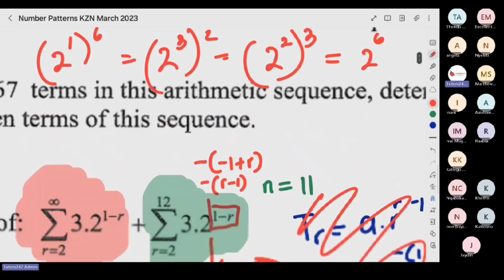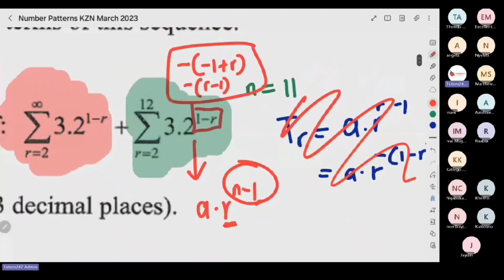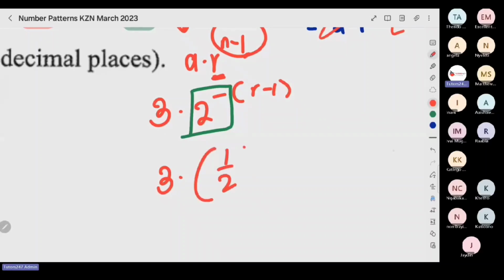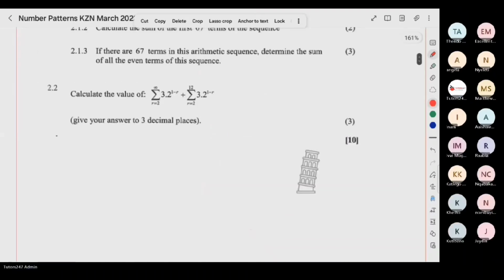Now, if we come back down here, if we add this to here, so we have 3 times 2 to the power negative into r minus 1. From here, who can tell me what we are going to do with this 2 to the power negative? What does that become? You're going to 1 over 2. That is correct. Whoever said 1 over 2, awesome. So that is a half to the power. Give me a second.